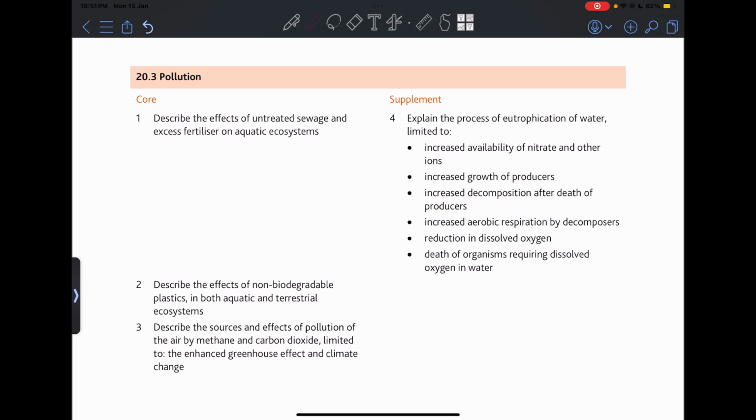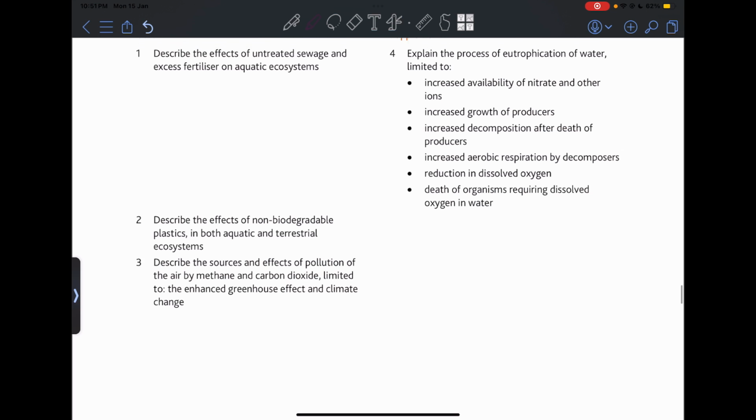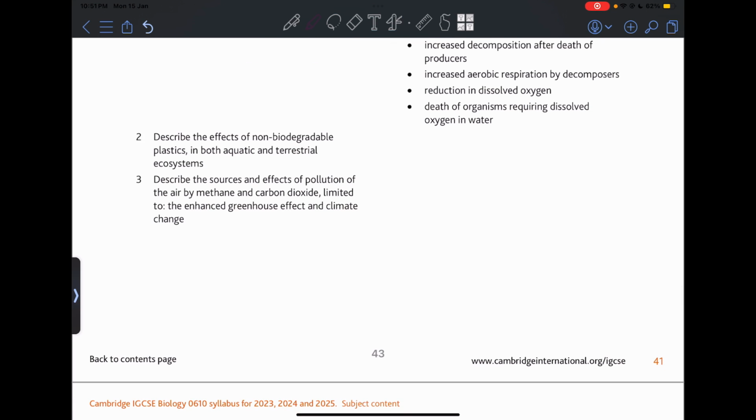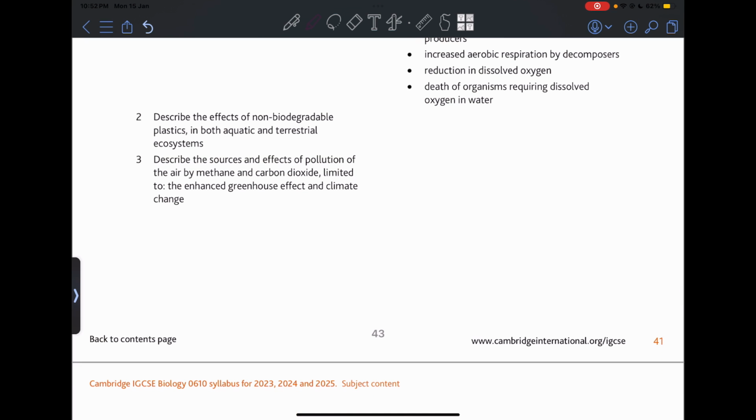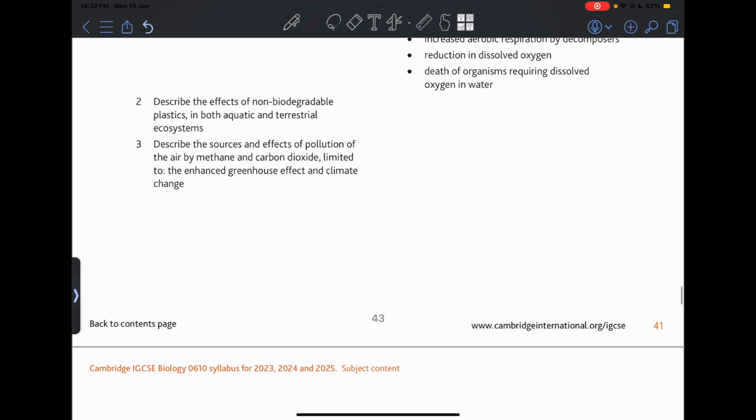Eutrophication is only for extended students, so if you're a core student, then you don't have to know about it. Number 2 says, describe the effects of non-biodegradable plastics in both aquatic and terrestrial ecosystems. Non-biodegradable plastics can cause a decrease in the fish population because the fish can accidentally swallow them, and then their stomachs will be full and they won't be able to eat anything and they may die. Terrestrial ecosystems, like the human ecosystems, are also not healthy for us.